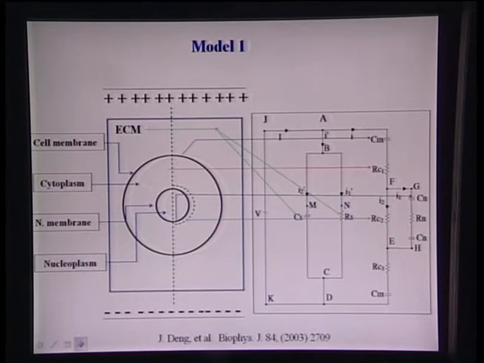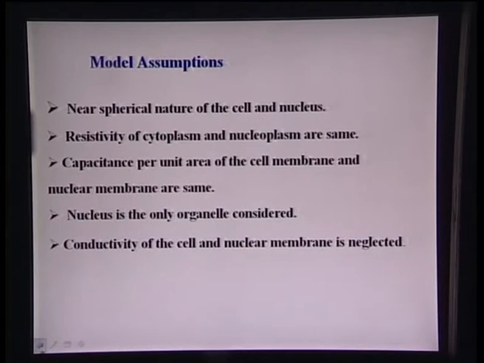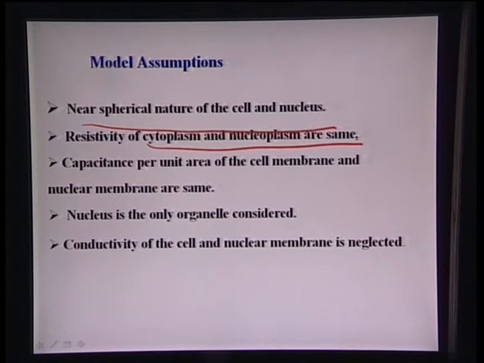Now, to solve this problem analytically, we have made some assumptions. The first assumption is that the cell and the nucleus are near spherical in nature. The second is that the resistivity of the cytoplasm and nucleoplasm are considered to be the same, so there is no difference in the resistivity. Then we have considered the cytoplasm and nucleoplasm as resistors, and the cell membrane and nuclear membrane as capacitors. The third assumption is that the capacitance per unit area of the cell membrane and nuclear membrane are the same.